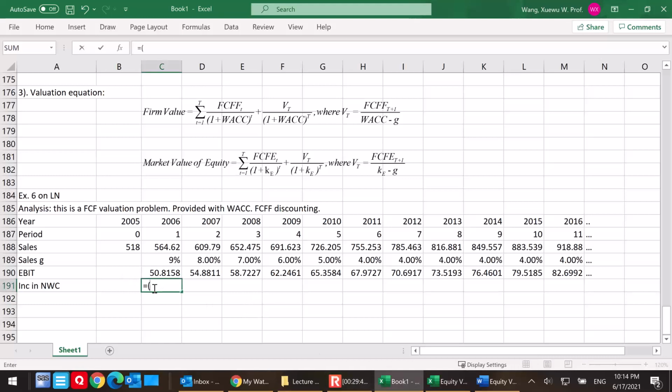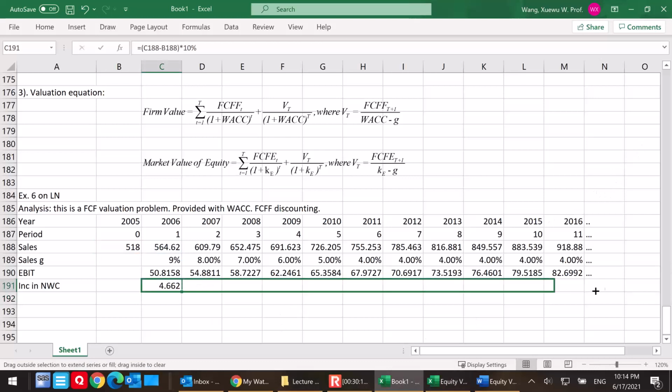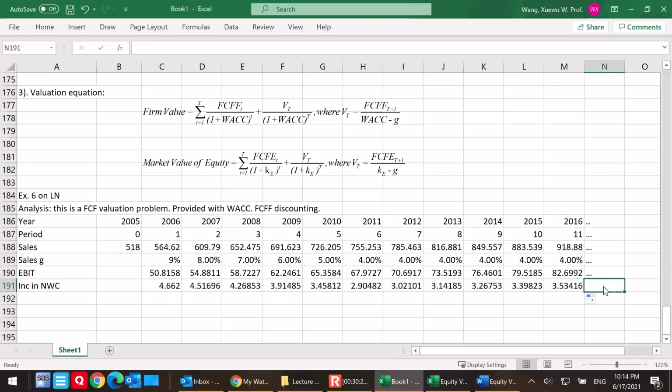So I'm looking at the sales increase. That's 2006 sales minus 2005 sales, multiplied by 10%. That is $4.662 million, the net working capital increase. Now I can copy this across, and I get all the other increases in net working capital. Let's keep reading the question.